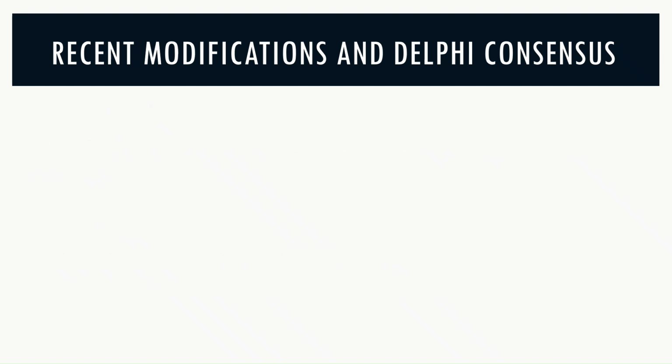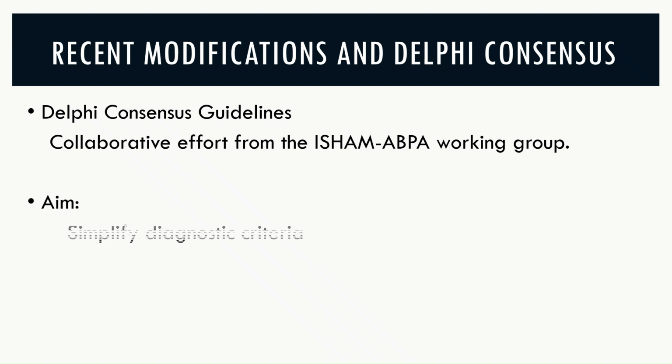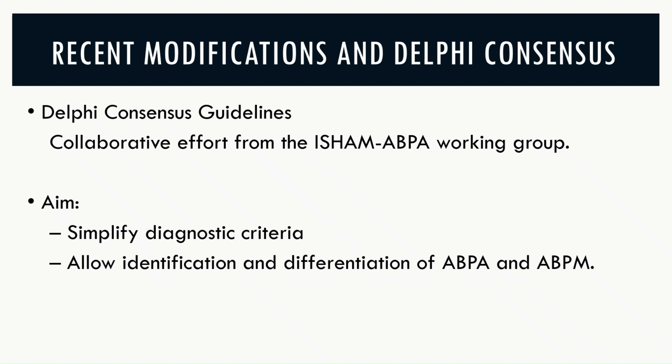More recently, Delphi consensus guidelines were developed through a collaborative effort from the ISHAM ABPA working group. These guidelines aim to simplify the diagnostic criteria and allow better identification and differentiation of ABPA and allergic bronchopulmonary mycosis.